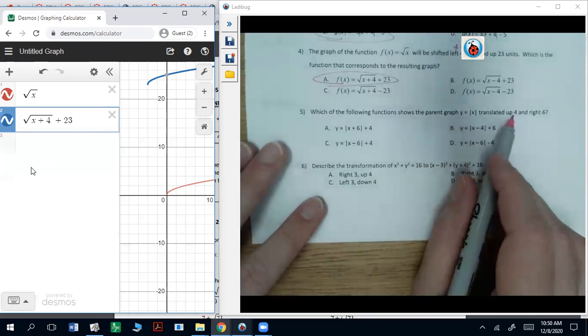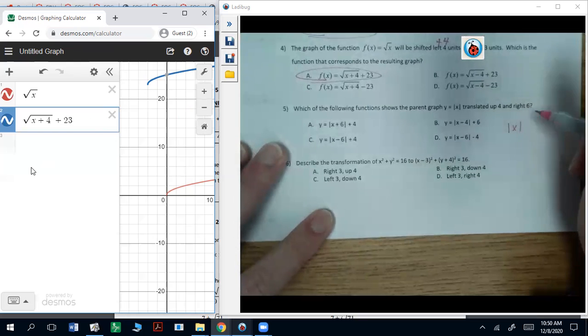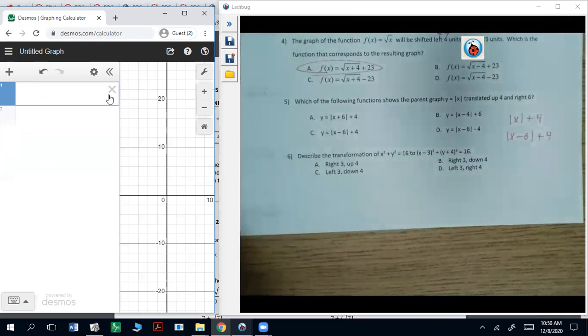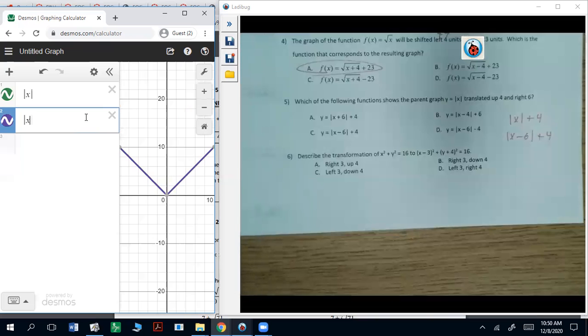Number 5, which of the following functions shows the parent graph absolute value of x translated up 4 and right 6? Up 4 would be plus 4. Right 6 would be minus 6 in the absolute value. We can verify that. x minus 6 is right 6, and then plus 4 is up 4.